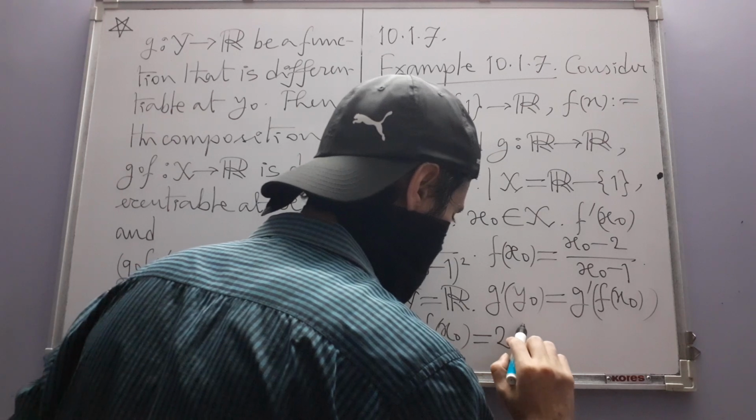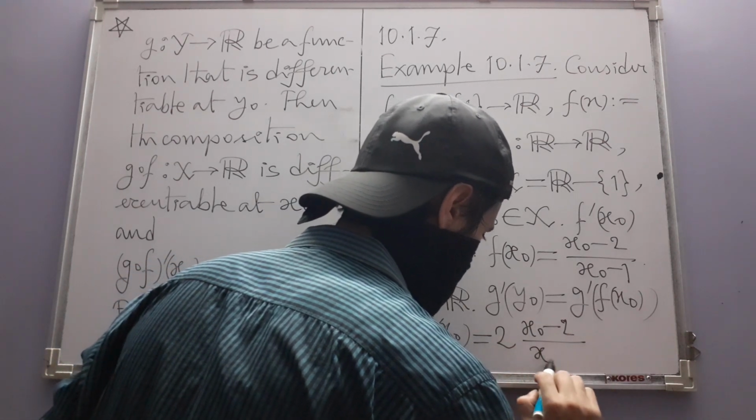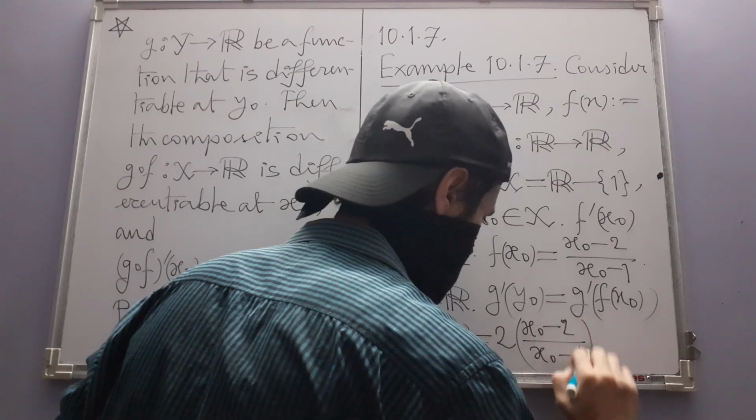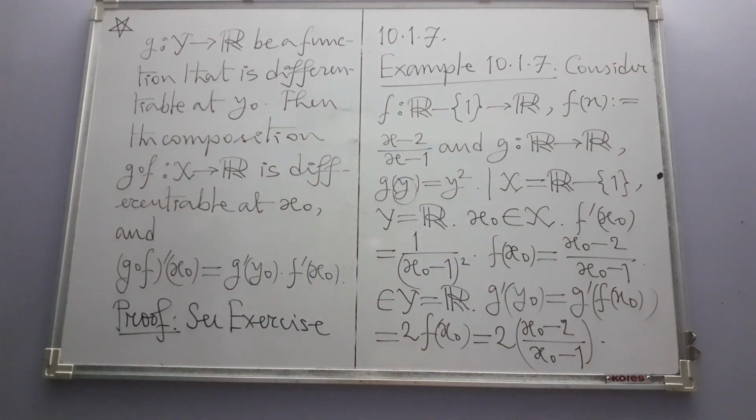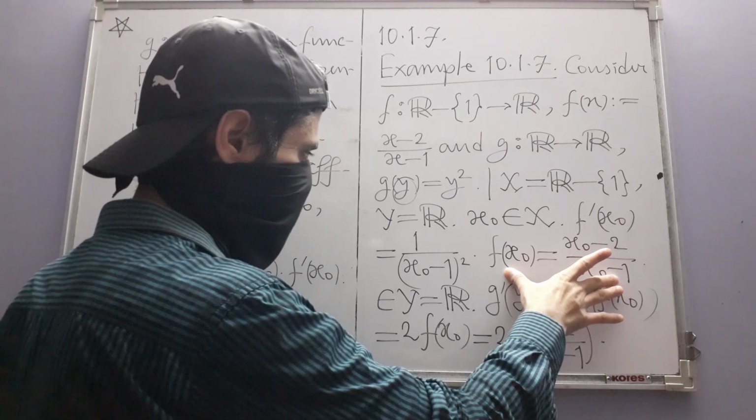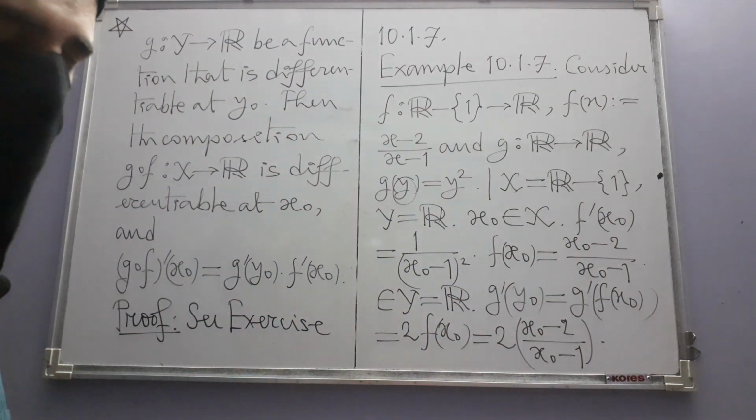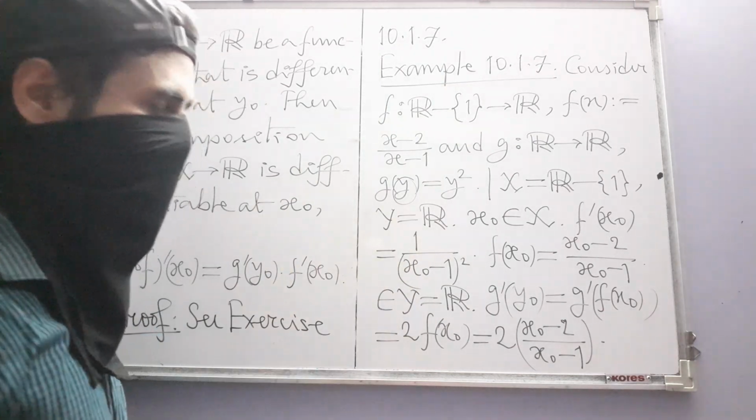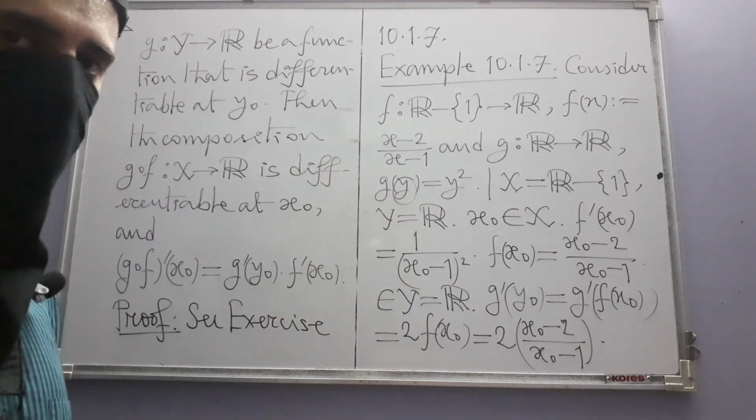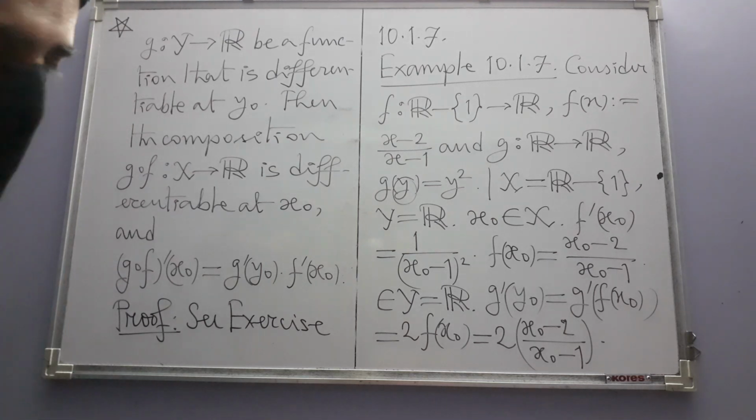So this is 2 times x0 minus 2 divided by x0 minus 1. So yes, we do have everything. Oh, and by the way, is this point a limit point of y? That should also be there. Yes, because y is the entirety of R. Every real number is a limit point of the set of real numbers.